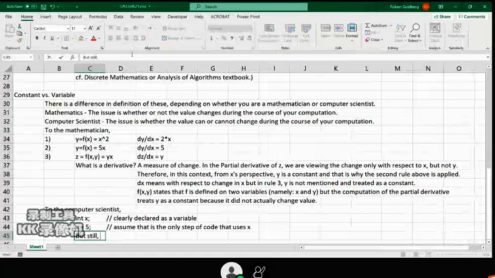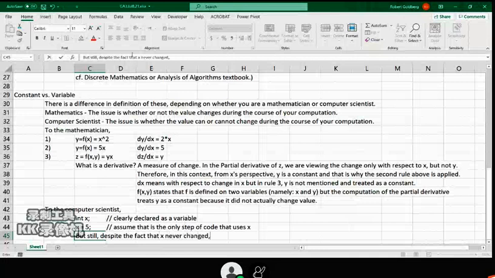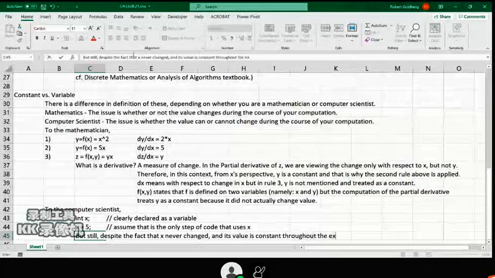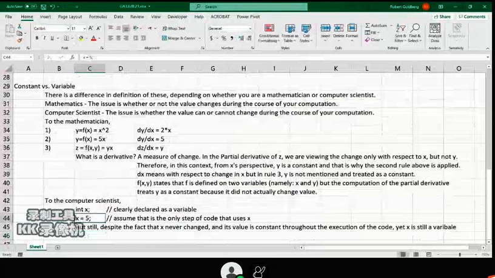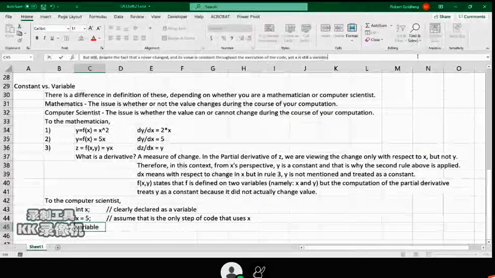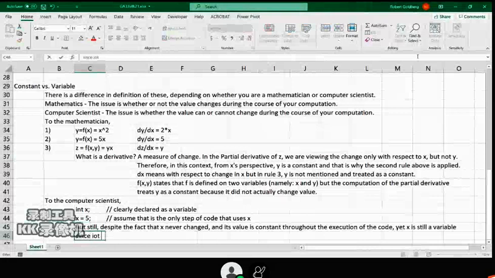In fact, it's even stronger if I put it in the first one, clearly. But still, despite the fact that x never changed, and its value is constant throughout the execution of the code, x is still a variable, since it could have changed.